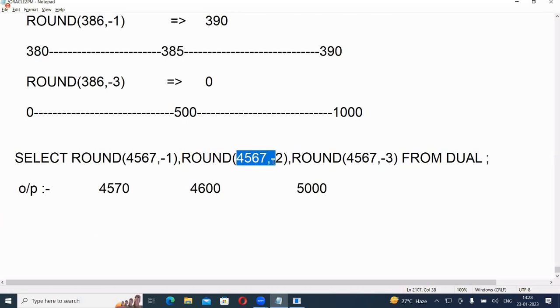This is hundreds. This number is between 4,500 and 4,600, because you said minus 2 is hundreds. What is the average? 4,550. This is above average, rounded to the highest, 4,600. This is minus 3. This number is between 4,000 and 5,000. What is the average? 4,500. This is above average, rounded to the highest, 5,000.